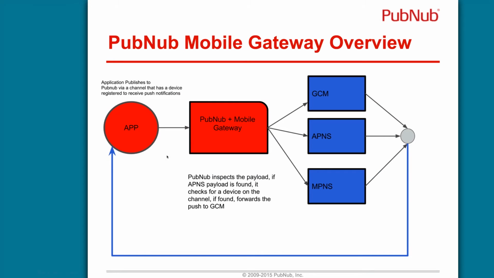Another way to look at it, we have our app here. The app sends a push notification through PubNub with the mobile gateway enabled. The mobile gateway then inspects the payload that the app sends out, and when it determines that the payload contains a push notification, it will forward that push notification to the proper service provider, and the service provider will then deliver that push notification to the actual device.